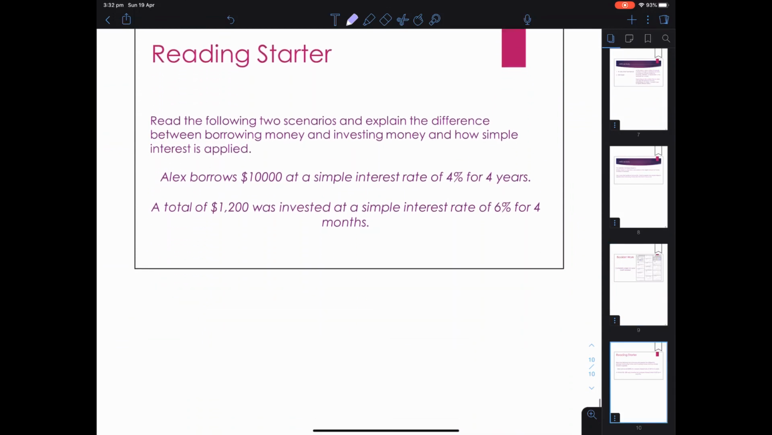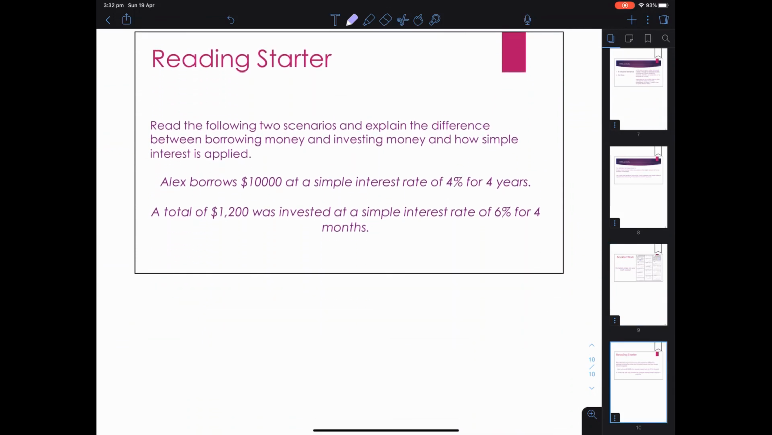All right, and have a go at this question as a bit of an extension question. It's worded, so you have to find the information in the question by reading.